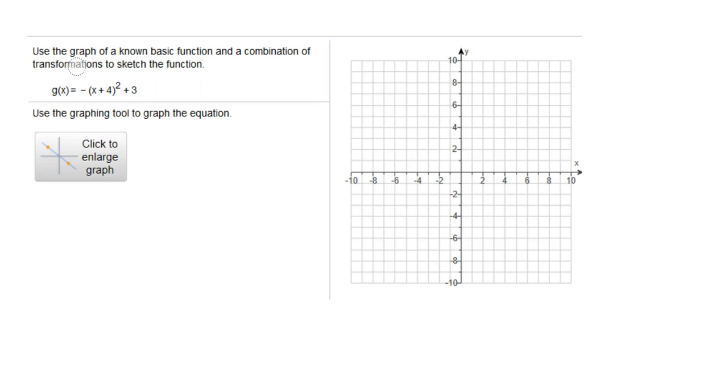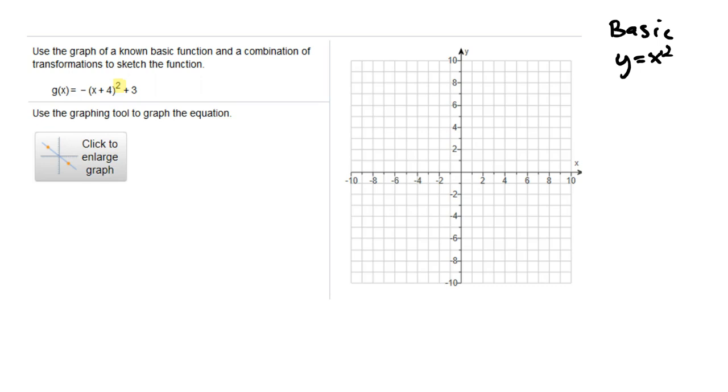This question says, use the graph of a known basic function and a combination of transformations to sketch the function. Our function is g of x equals negative (x plus 4) squared plus 3. So first, let's mention what the basic function is. Our basic function is going to be the square function because we have the square in our equation. So y equals x squared is our basic function.